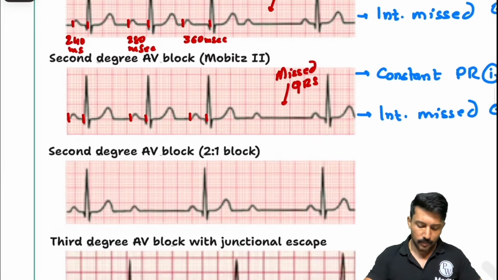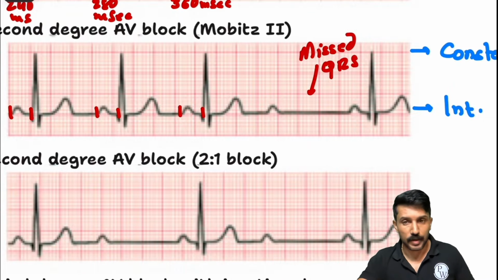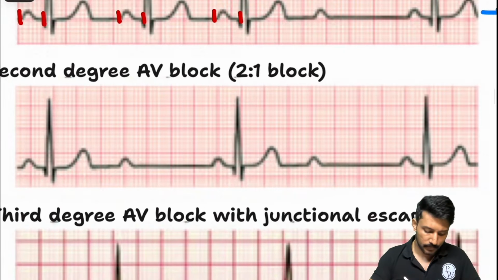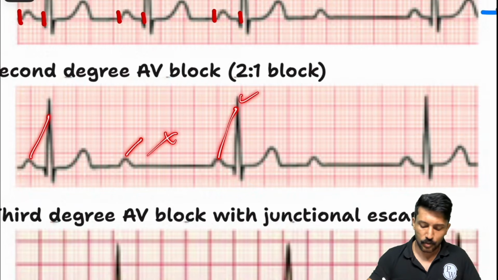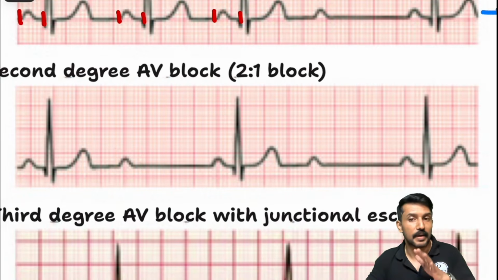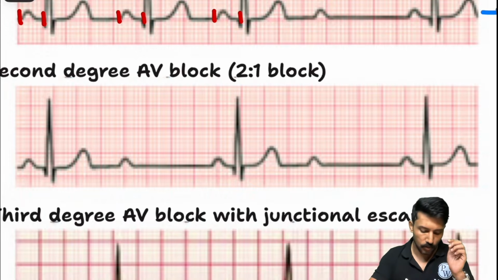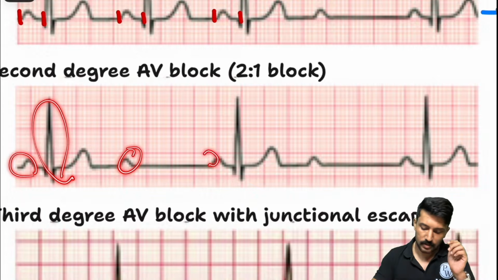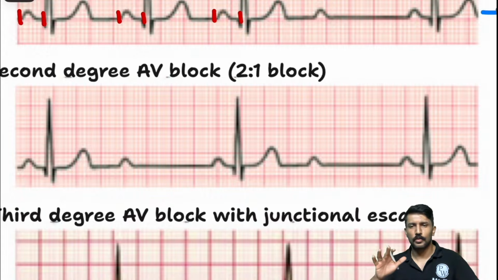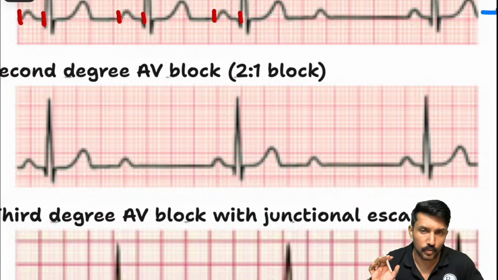Okay, the second degree can also be expressed in terms of ratios, like how many P's are there for how many QRS. Like you see here, 1 P, 1 QRS, 1 P, no QRS, another P, QRS present, P, no QRS, P, QRS present. Here, every second P wave has failed to conduct into the ventricle. So if I look at the ratio, for every 2 P waves, there is 1 QRS, right? So then I can say 2:1. If it is expressible in ratio, you can express. If not, just call it second degree Mobitz type 2 heart block.